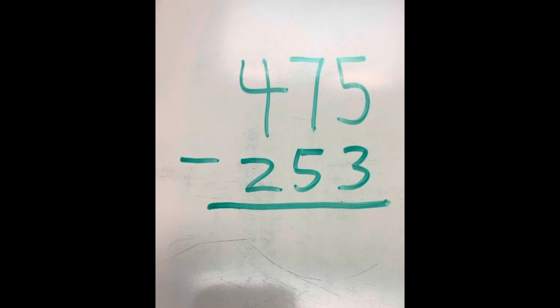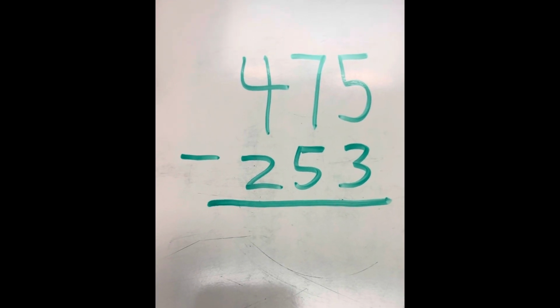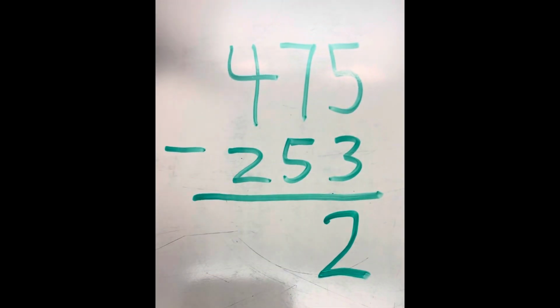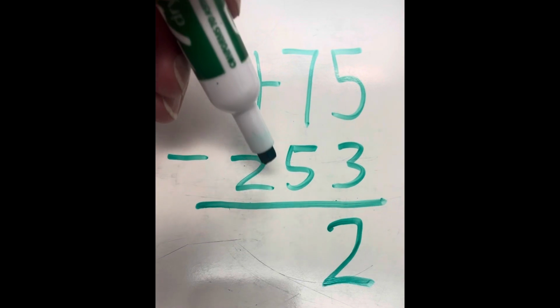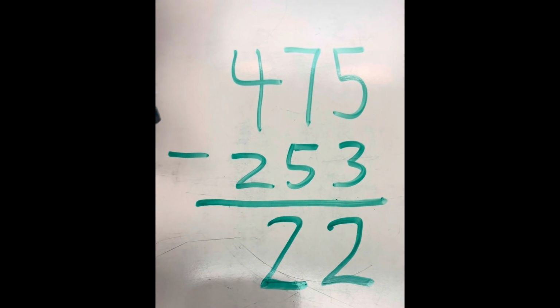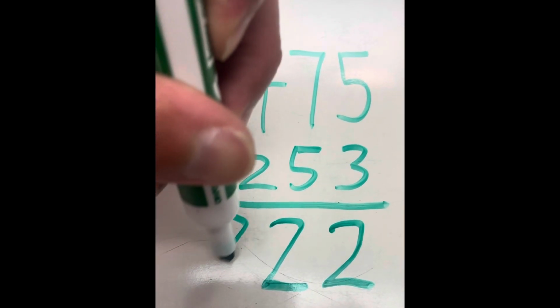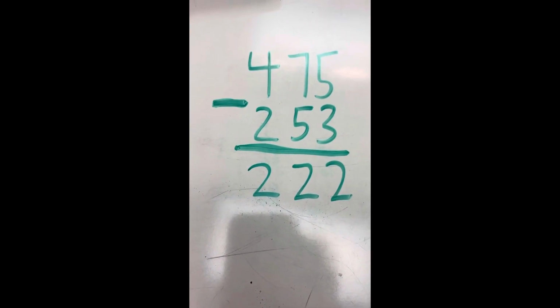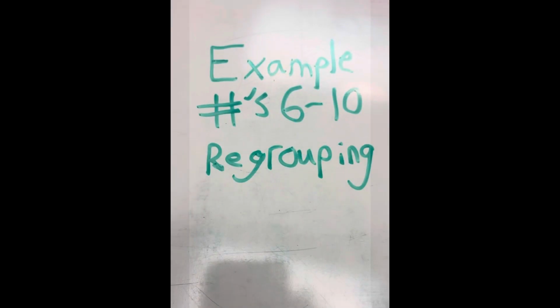Final example before we get into regrouping, 475 minus 253. 5 minus 3 equals 2. Going over to the tens place, 7 minus 5 also equals 2. And going to the hundreds place, 4 minus 2 also equals 2. 475 minus 253 equals 222. So for all of our remaining examples, there will be regrouping. Let's get into it.